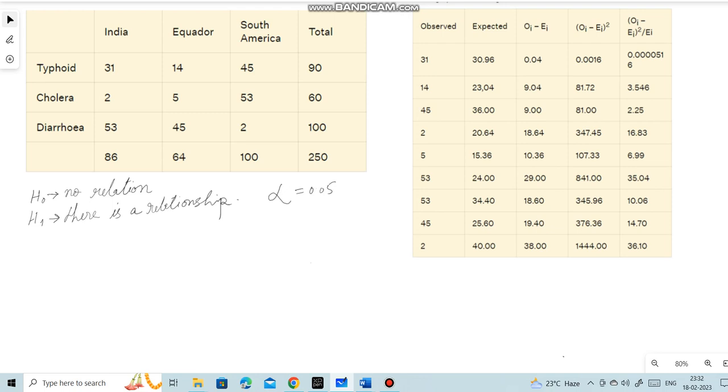Now, for chi-square testing, we need a thing called degrees of freedom. It would be D. D would be (number of rows minus 1) into (number of columns minus 1). There are 3 rows and 3 columns. So basically, degrees of freedom would be (3 minus 1) into (3 minus 1). That would be basically 4. Okay. So the degree of freedom is 4.